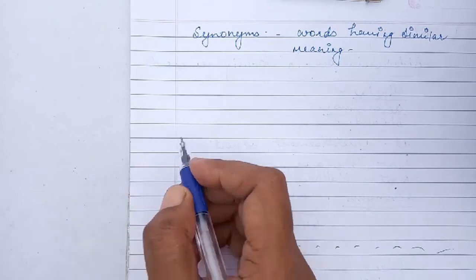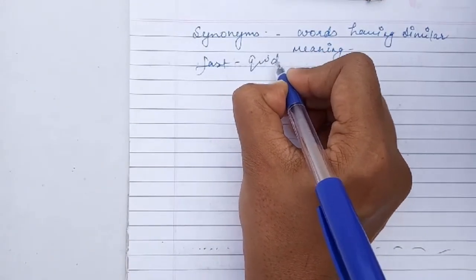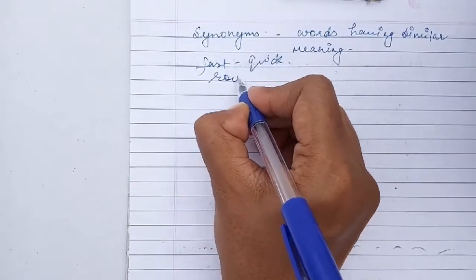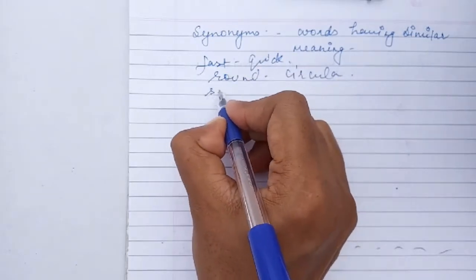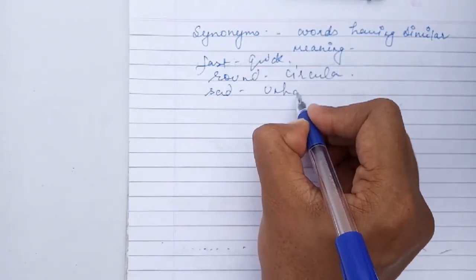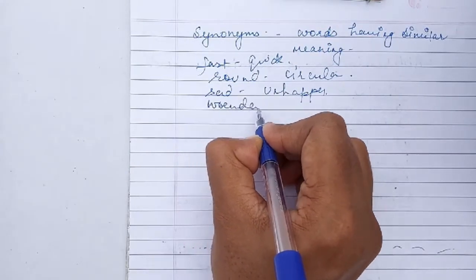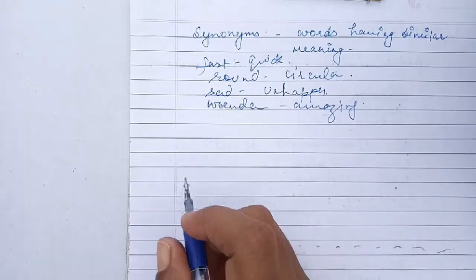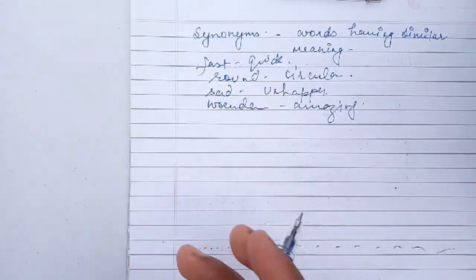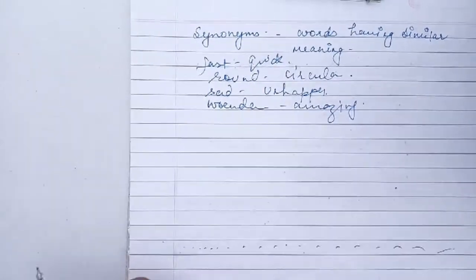We can give some examples like fast, quick, round, circular, sad, unhappy, wonderful, amazing, pace, speed, old, ancient, finish, end, beautiful, pretty. So such are the examples of synonyms.